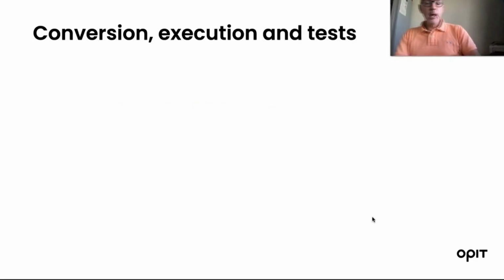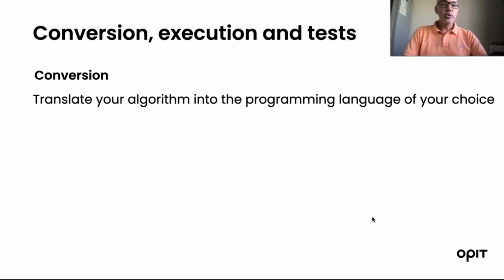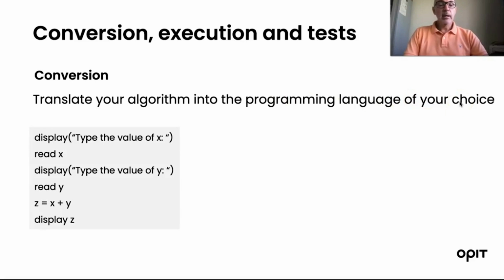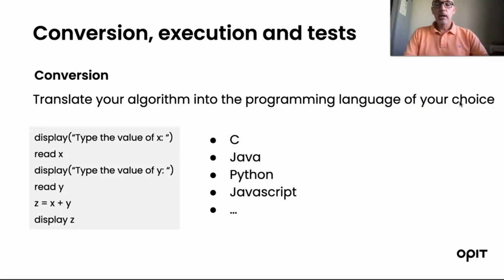Now I am explaining the coding and validation. We are going to see how to convert it. So the conversion consists in translating the algorithm into the programming language of your choice. Many programming languages are available today, such as C, which is the programming language that we are going to study in this course. You also have Java, Python, JavaScript, and many others.